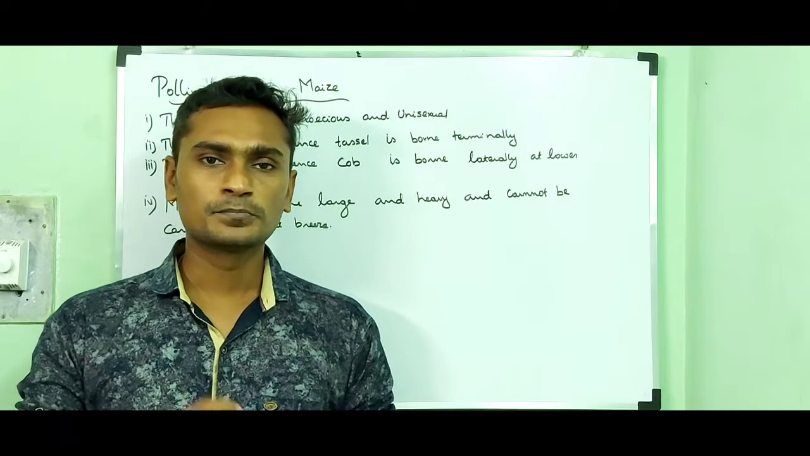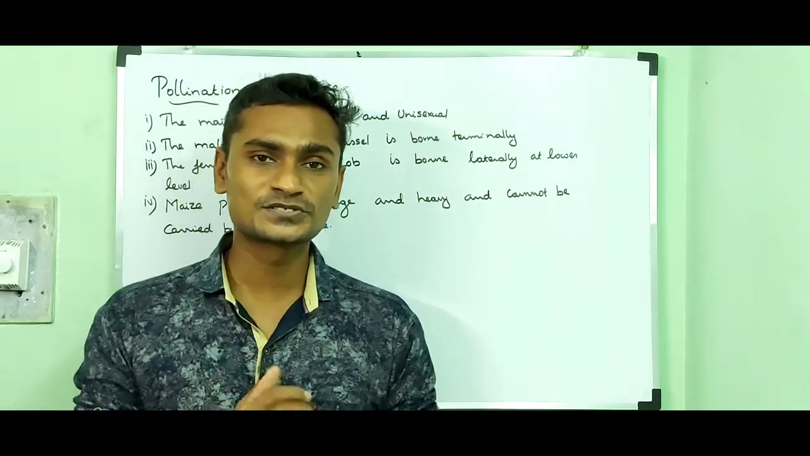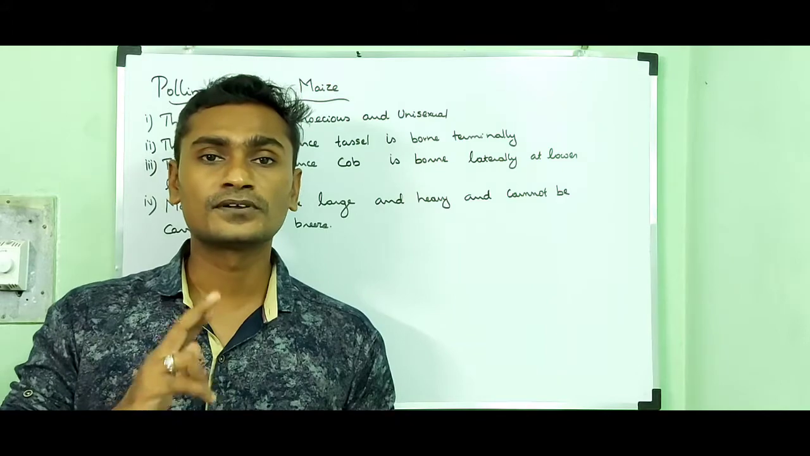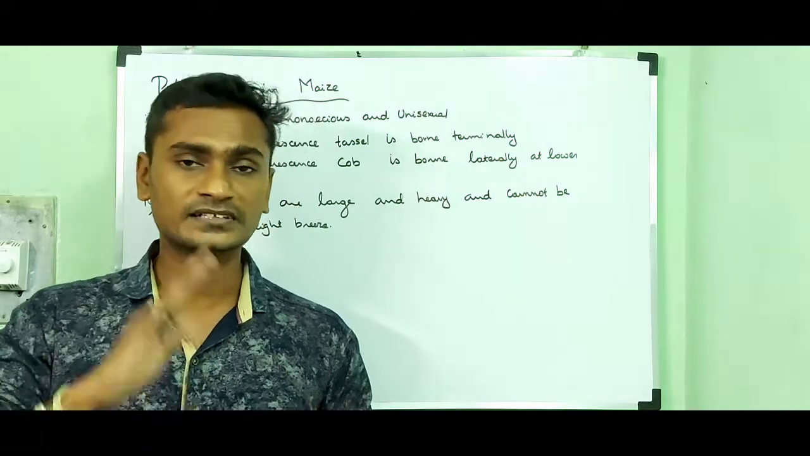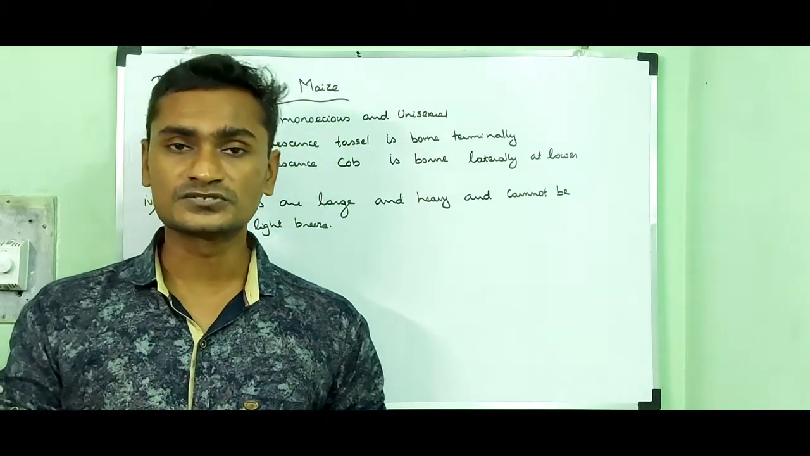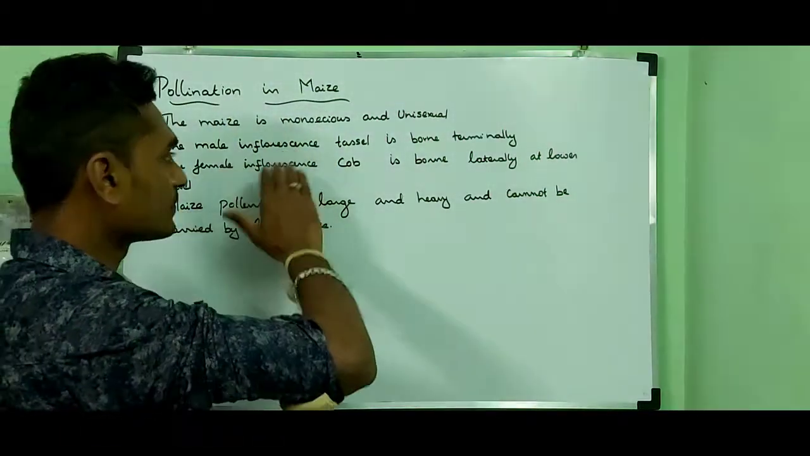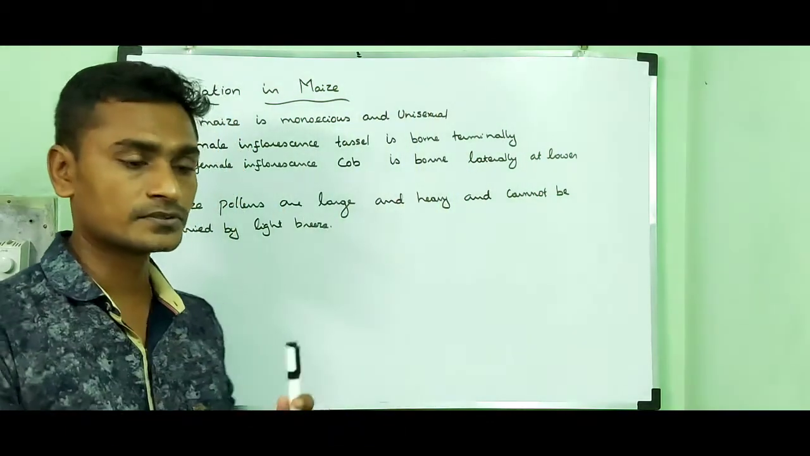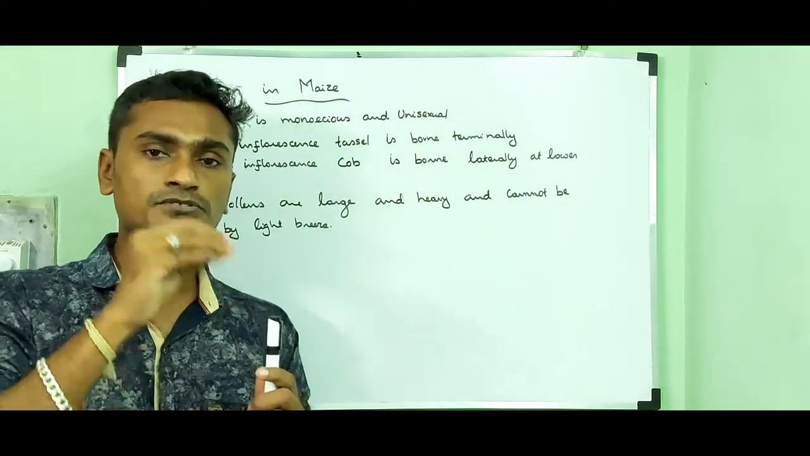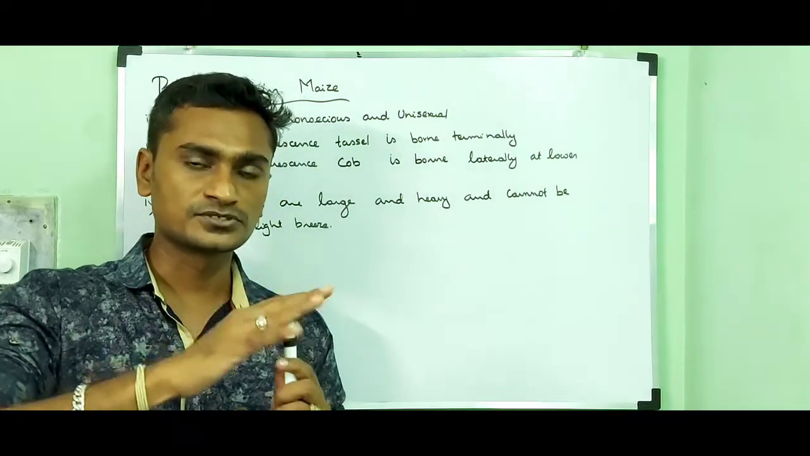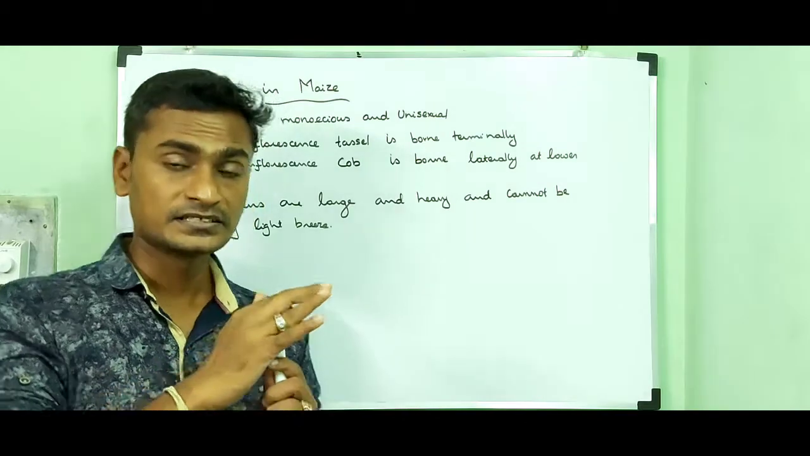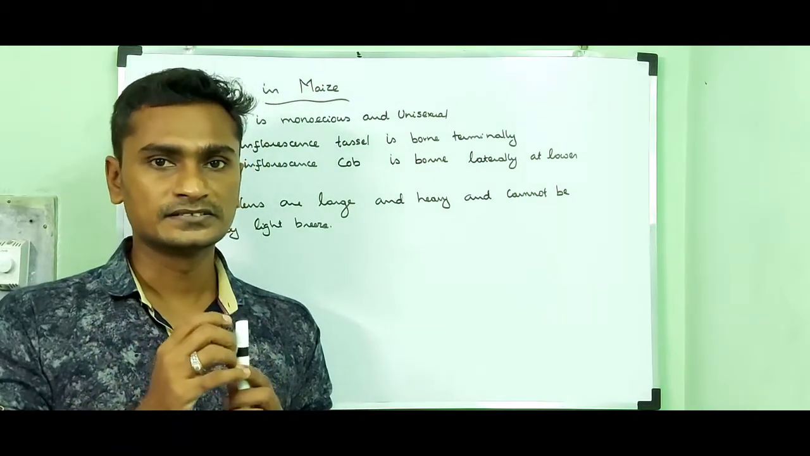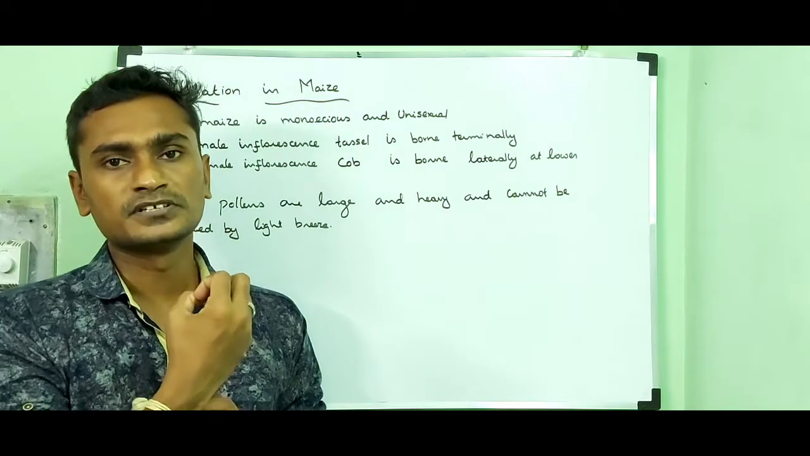Let me tell about the pollination in maize plant. The maize plant shows monoecious condition and it shows unisexual flowers. That means the male and female flowers are borne separately on the same individual, and that condition is called monoecious. Male inflorescence is called tassel and it is borne terminally, so this is the terminal position. The female inflorescence is called cob, and they are borne laterally, present below the terminal inflorescence.